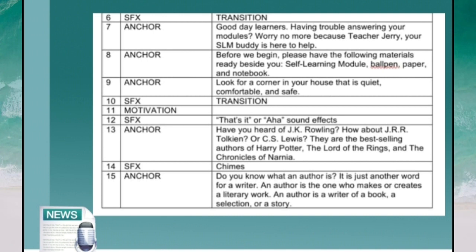Have you heard of J.K. Rowling? How about J.R.R. Tolkien or C.S. Lewis? They are the best-selling authors of Harry Potter, The Lord of the Rings, and The Chronicles of Narnia. Now, do you know what an author is? It's just another word for a writer. An author is the one who makes or creates a literary work. An author is a writer of a book, a selection, or a story.